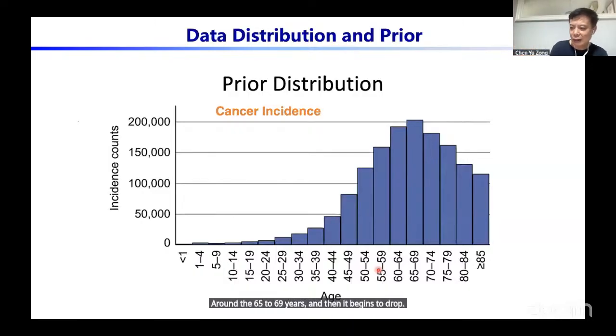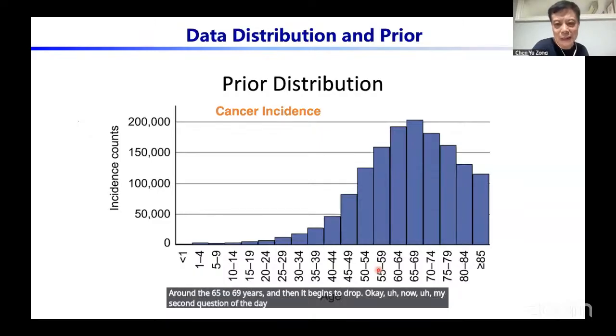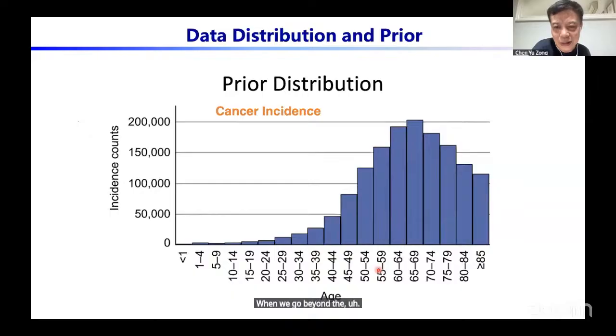Now, my second question of today: why is it that when we go beyond 70 years old, the cancer incidence actually drops rather than further increases? After all, the older, the health condition should be weaker, so you expect more cancer cases. Do you have the answer?